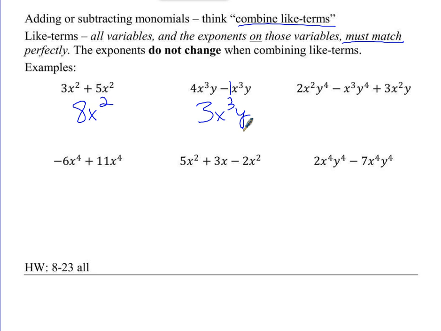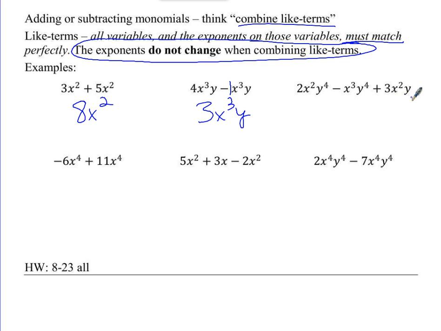Okay, they have to be like terms before you can combine them. But once they're like terms, you combine them just like normal. And the variables and the exponents stay the same. That's the key. They do not change. And I have that sitting right here. The exponents do not change when you're combining like terms. It's probably the trickiest part. All right, let's take a look at this one.